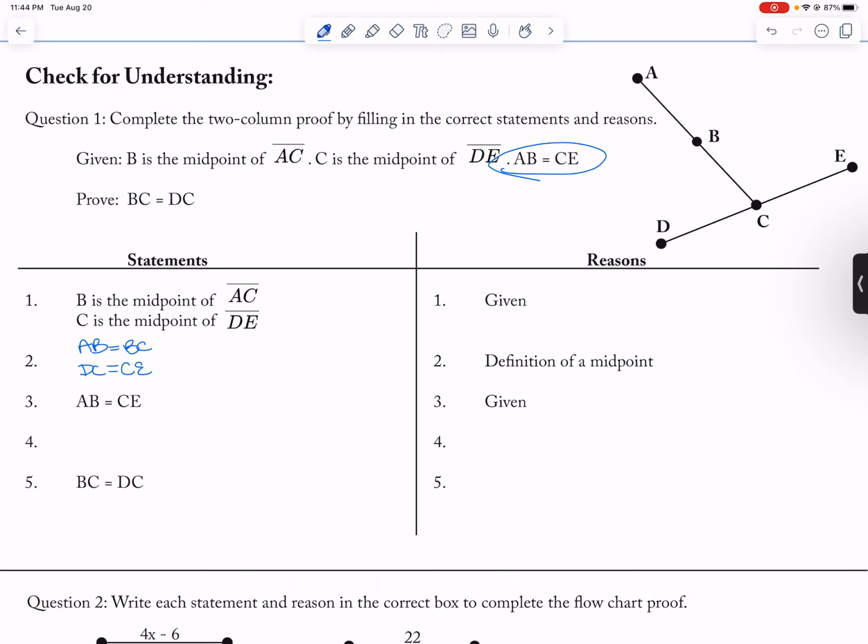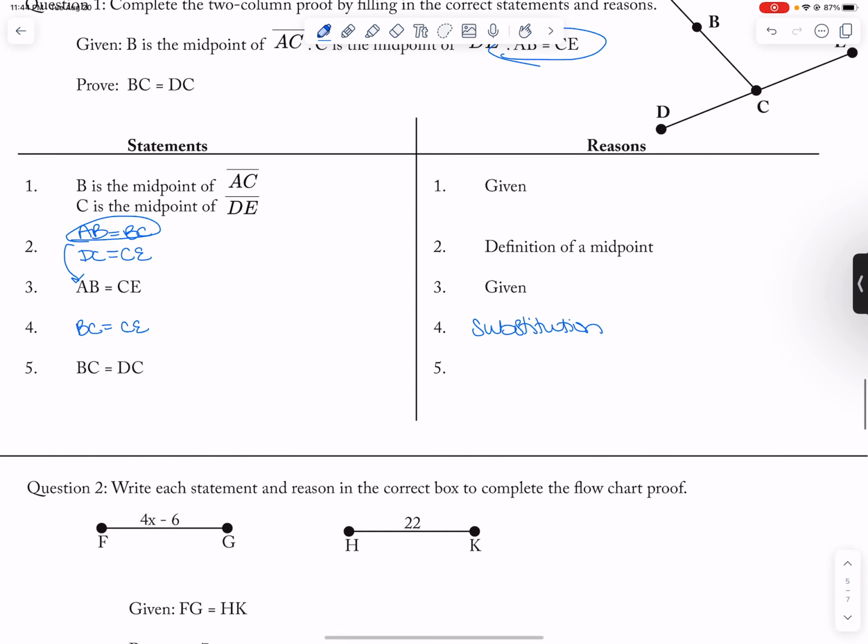So we could say BC is then equal to CE, because I can take this and plug it in here. So this is by substitution, because I'm plugging in something. And then again, I can use DC is equal to CE by plugging in here. And so that's also substitution.